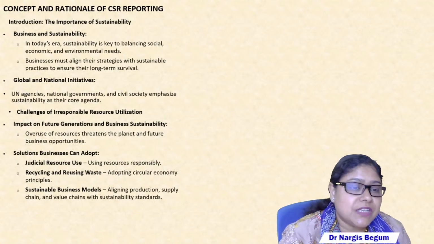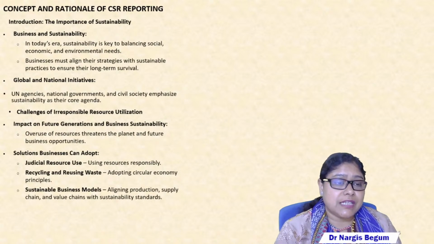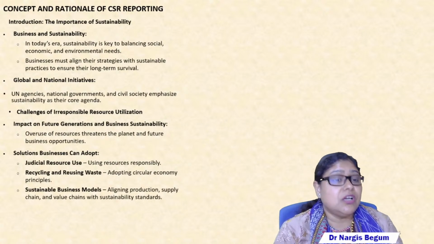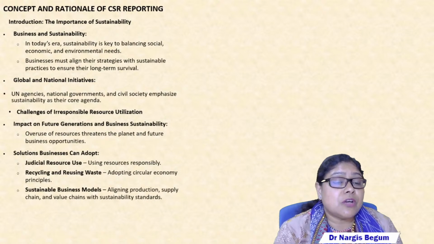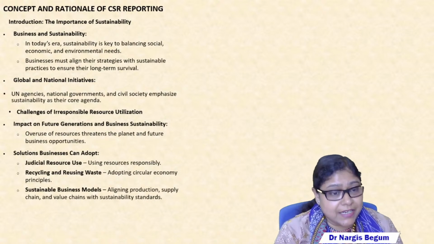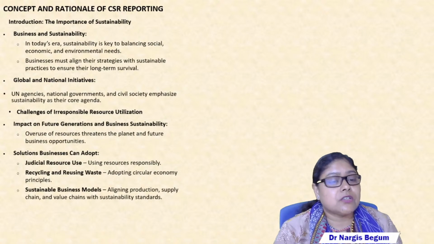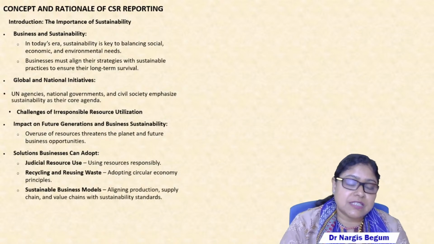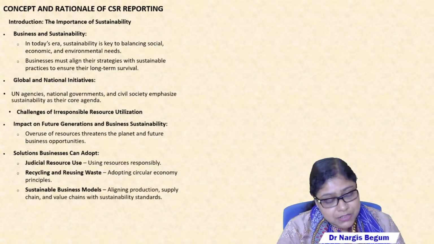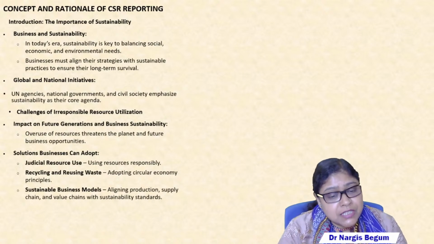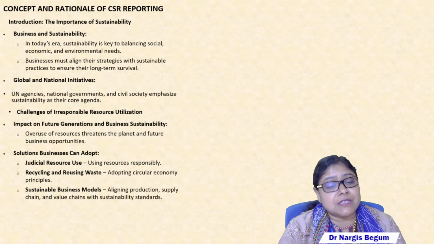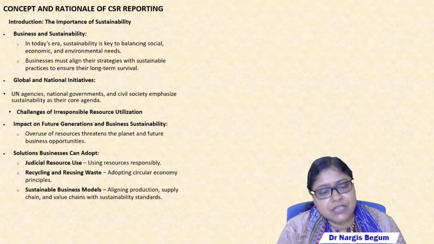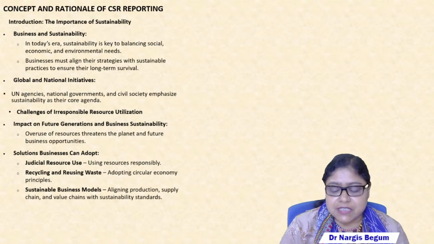Now, what are the challenges of the irresponsible resource utilization? Impact on the future generations and business sustainability. So there should not be overuse of resources that threatens our planet and the future business opportunities. So what is the solution that the businesses can adopt? One is the judicious use of resources, that is using the resources responsibly, recycling and reusing the waste, adopting circular economy principles in the business, sustainable business model, aligning the production, supply chain, and value chain with sustainability standards.